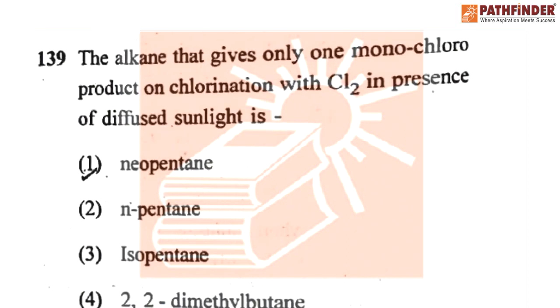The alkane that gives only monochloro product on chlorination with Cl2 in presence of diffused sunlight. Now the first option given here is neopentane. The structure of neopentane is like this. Whatever we do here, if we apply the monochlorination process, only one kind of monochloro product can be obtained, because all the products will be the same in nature. But in all the other options, if you carefully see, more than one type of monochloro product can be obtained. So the answer is option number 1.